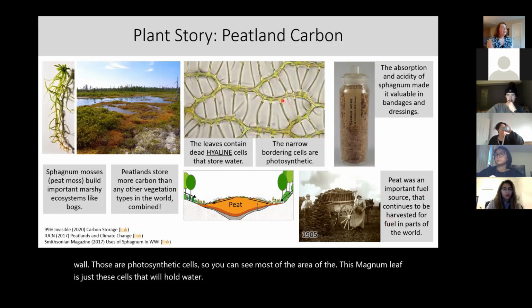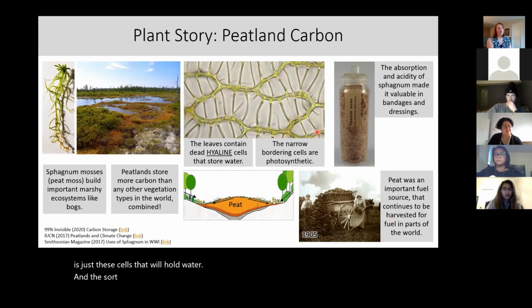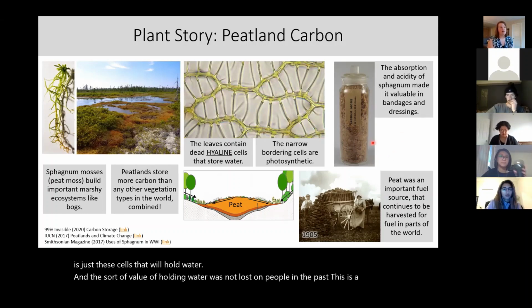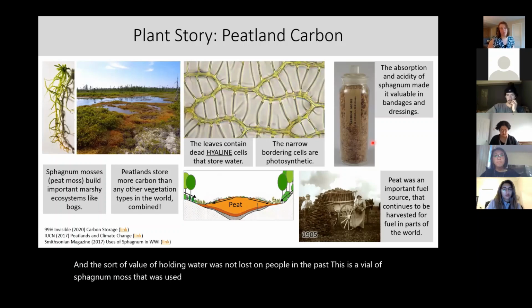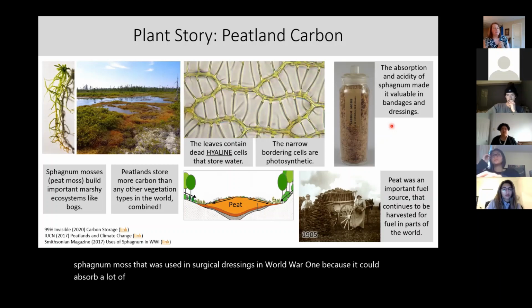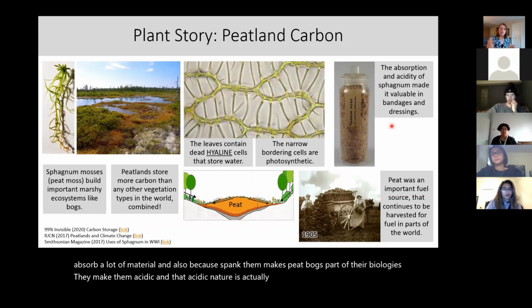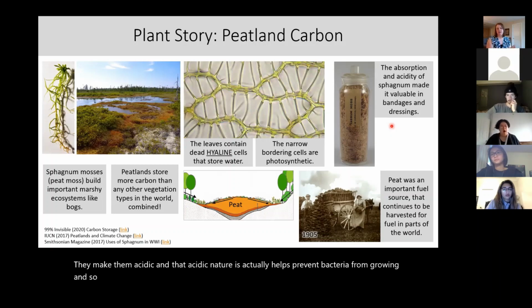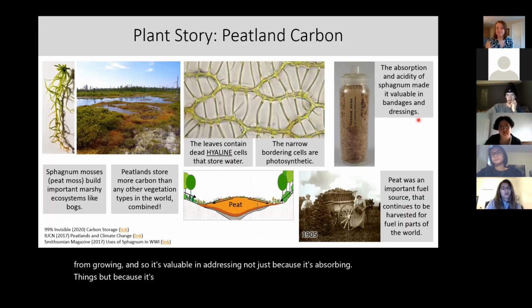And the value of holding water was not lost on people in the past. This is a vial of sphagnum moss that was used in surgical dressings in World War I. Because it could absorb a lot of material, and also because sphagnum makes peat bogs acidic, and that acidic nature helps prevent bacteria from growing. So it's valuable not just because it's absorbing things, but because it's deterring bacterial growth.